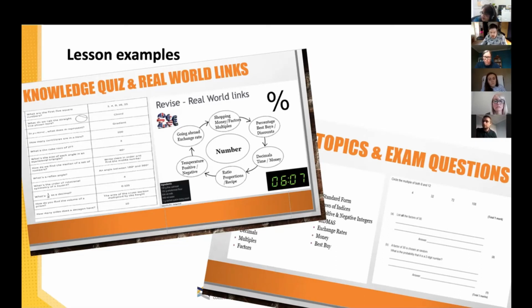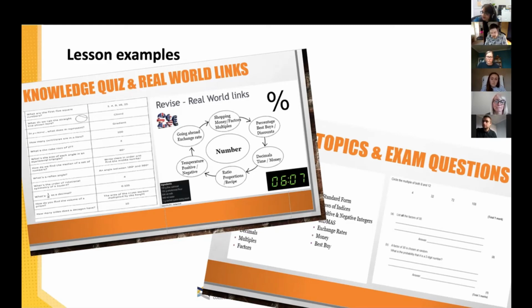The knowledge quiz is an opportunity to include elements of other maths topics in a revision lesson. The link to the real world slide in the revised section gave students the opportunity to work in pairs and link number topics to the real world. Students were provided with a template and given 5 minutes to discuss this and write answers on their sheet.